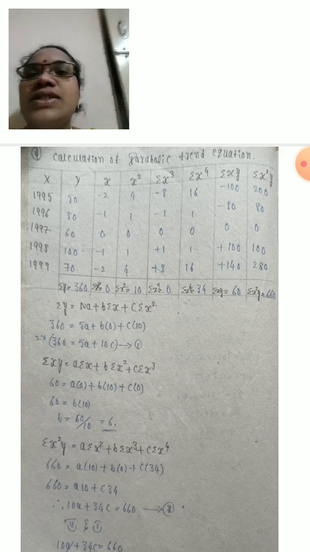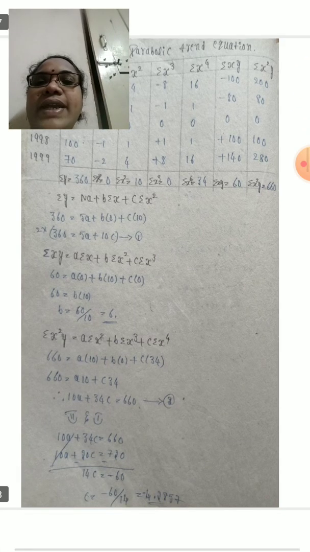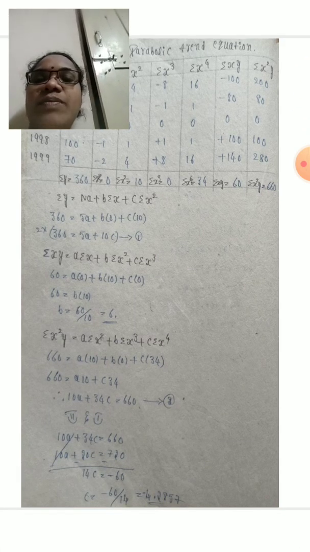Now the first equation: sigma y equals n into a plus b sigma x plus c sigma x square. Sigma y is 360 equals n into a, here 5 into A, plus B sigma x, which is 0, plus C into 10. So 360 equals 5A plus 10C, that is the first equation.